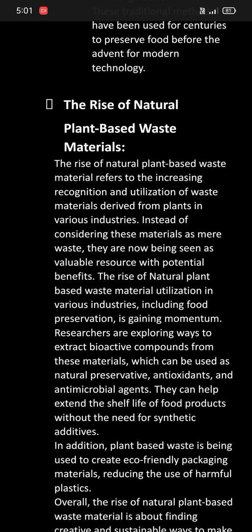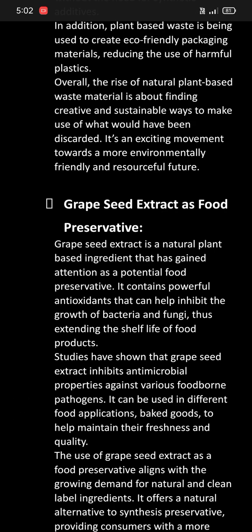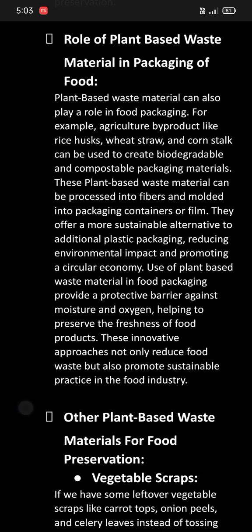Researchers are exploring ways to extract bioactive compounds from these materials, which can be used as natural preservatives, antioxidants, and antimicrobial agents. They can help extend the shelf life of food products without the need for synthetic additives. In addition, plant-based waste material is being used to create eco-friendly packaging material, reducing the use of harmful plastic. Therefore, it's an exciting movement toward a more environmentally friendly and resourceful future.